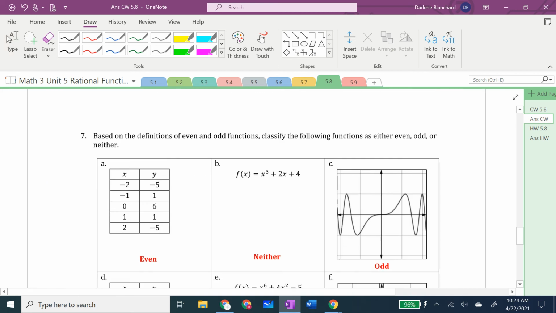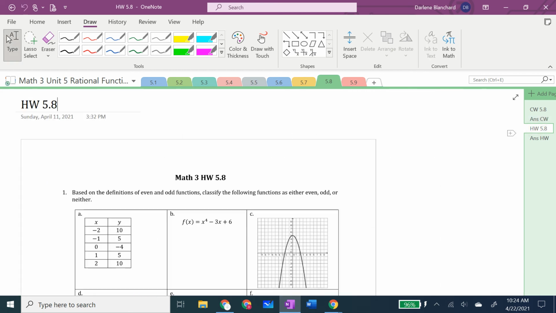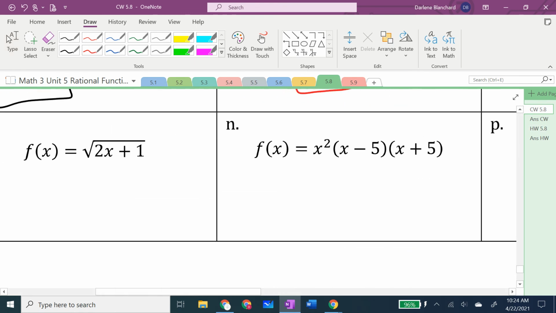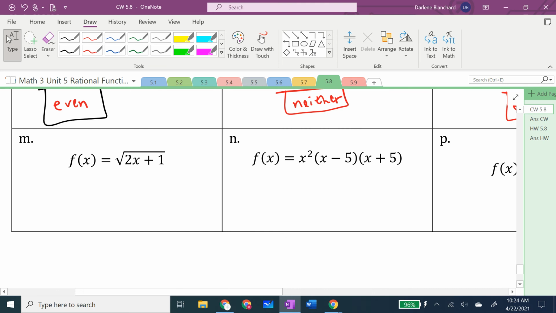So hopefully that clears it up. And now I have just a little bit more to go. And these M and N are actually more challenging problems.